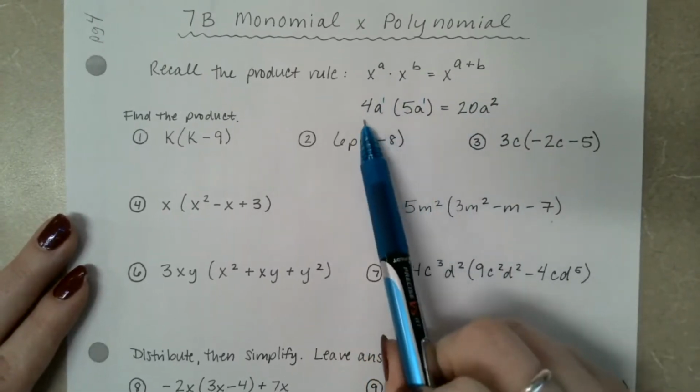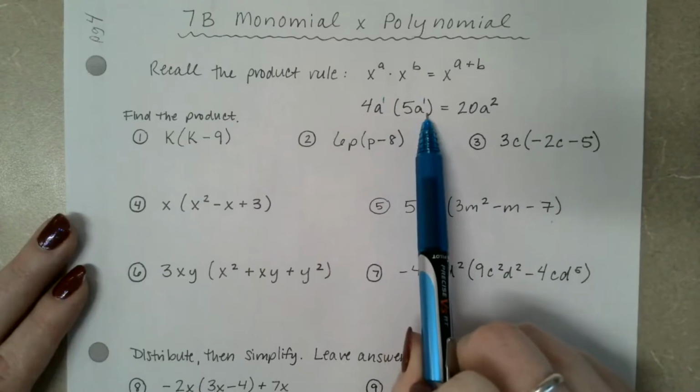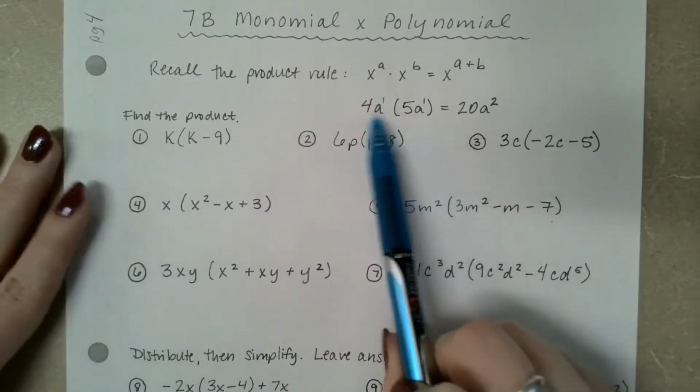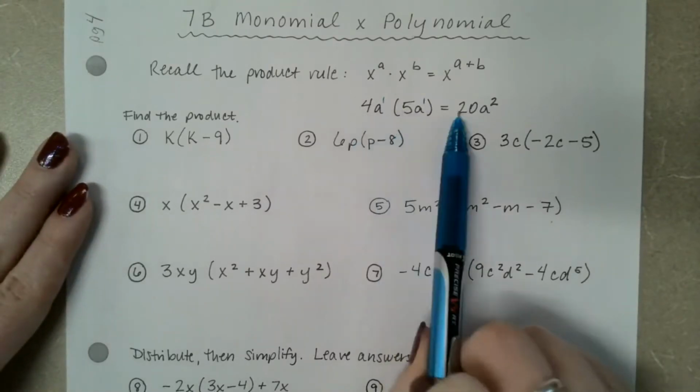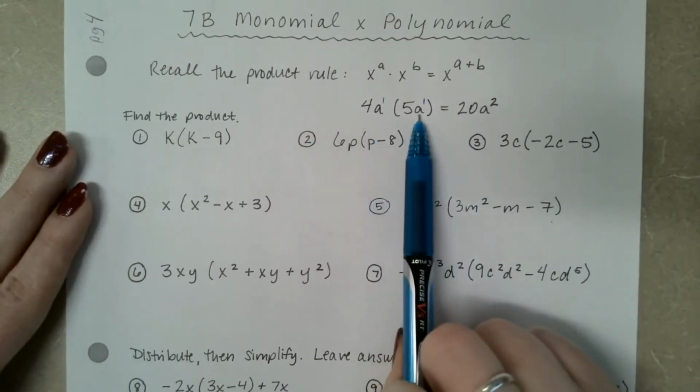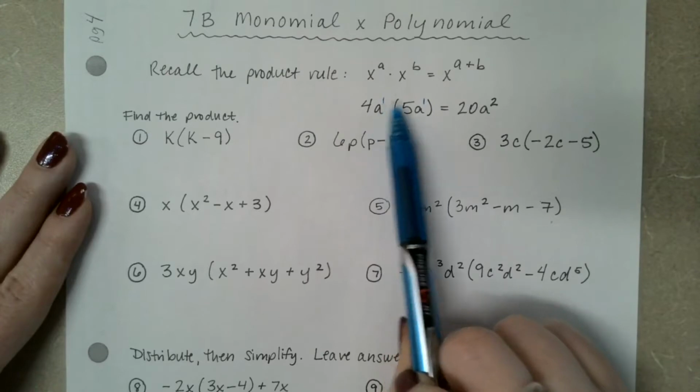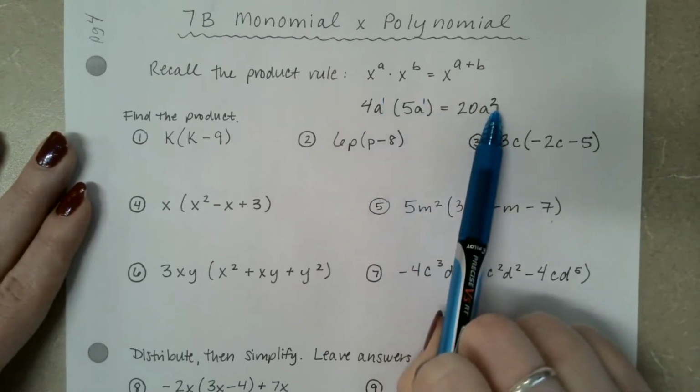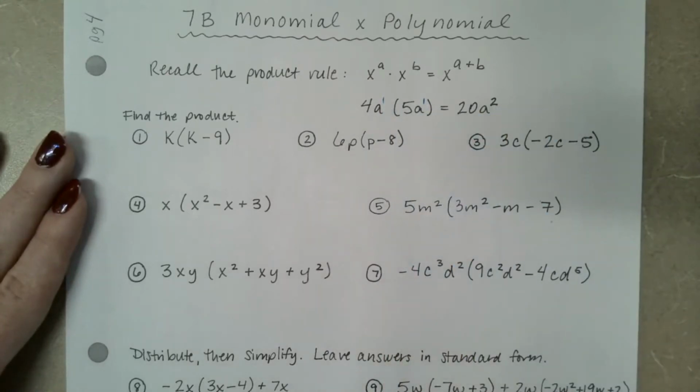So for example, if I have 4a times 5a, I'm going to treat these two things separately. So look at your coefficients first. 4 times 5 will give me 20. And then we'll take a look at the a's. So a to the first times another a to the first means we'll do 1 plus 1 to give me 2. Basically, a lot of this is distributive property, which should already be pretty familiar to us.